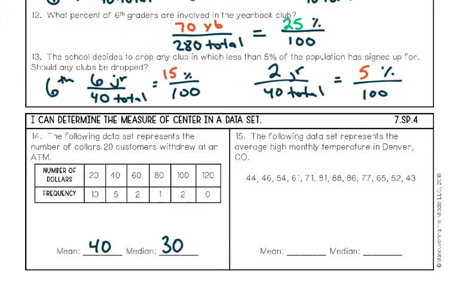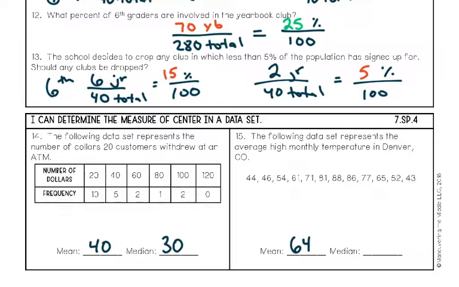For question 15, we're looking at data that represents the average high monthly temperature in Denver, Colorado. If we're looking for the mean, we're going to add all the numbers together, and then we're going to divide by how many there are. After adding all these numbers, I get a sum of 768. Now I'll divide by the number of data points. There are 12 data points, so I'm going to divide by 12. And when I do that, I find that the mean or average temperature in Denver, Colorado is 64 degrees.